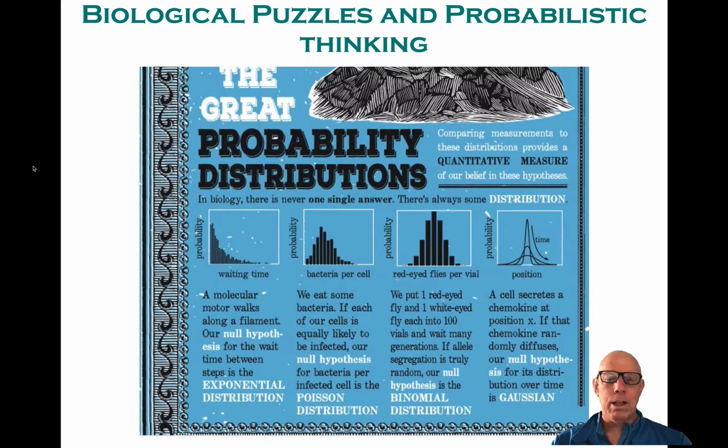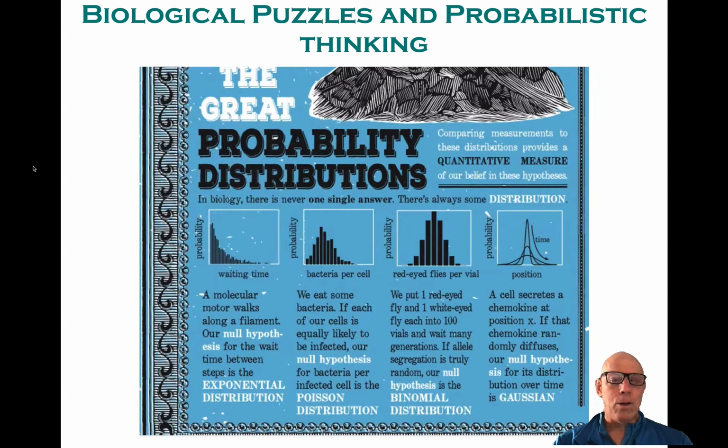The next one, the middle one, says we eat some bacteria. If each of our cells is equally likely to be infected, our null hypothesis for bacteria per infected cell is the Poisson distribution. And so I'm going to actually use the case of mRNA distributions or mRNA counts as a parallel way of looking into the Poisson distribution.